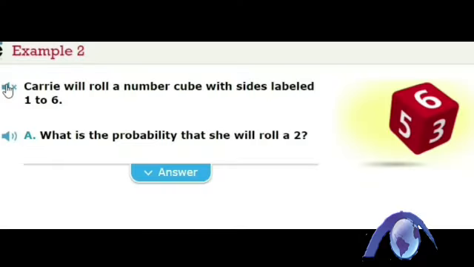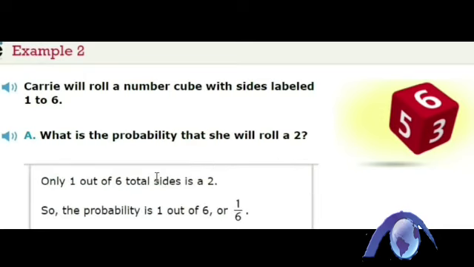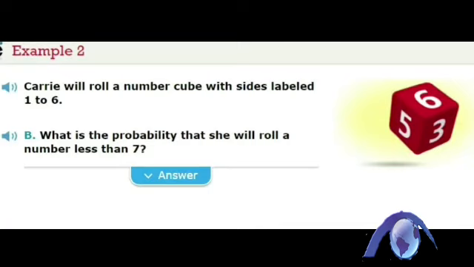Carrie will roll a number cube with sides labeled 1 to 6. Part A. What is the probability that she will roll a 2? Only 1 out of 6 total sides is 2. So, the probability is 1 out of 6, or 1 over 6.